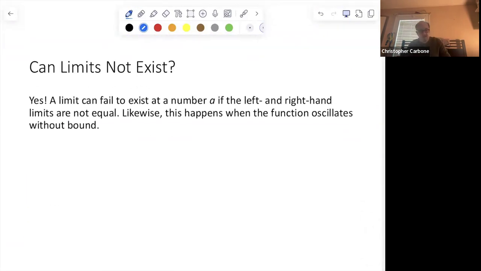So again, these limits don't exist when the left and right hand limits are not equal. This also happens when it oscillates without bound, and a couple of other instances also, but we will see those as we get to them.